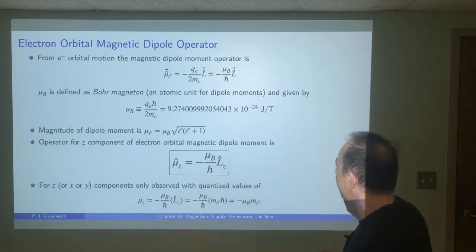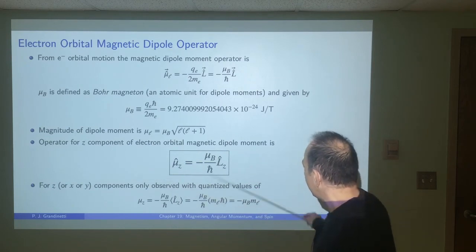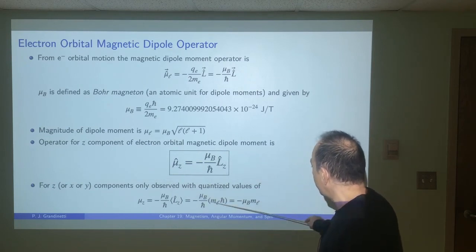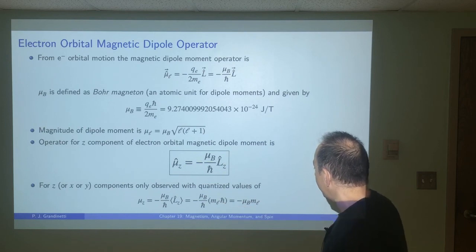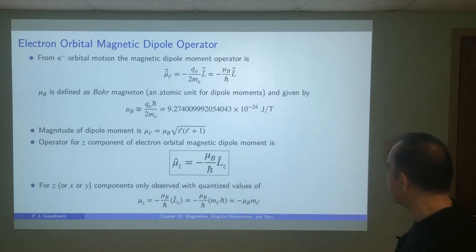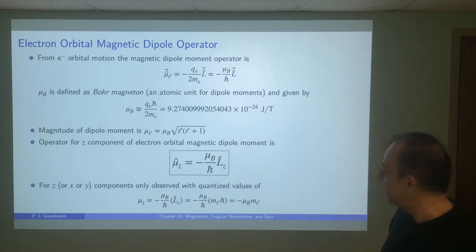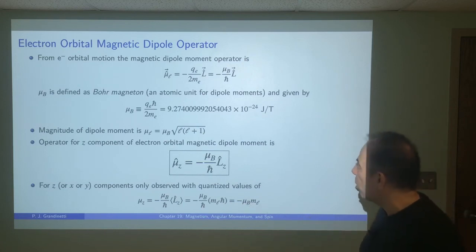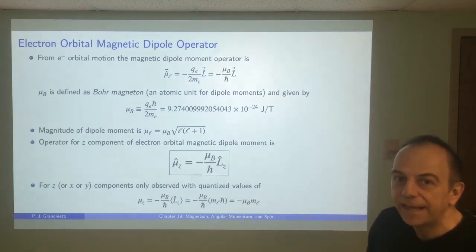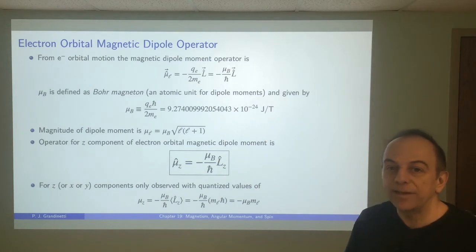All right. And if we look at the eigenvalues of LZ, which are ml times h bar, then we can find the eigenvalues for mu z. This means that the eigenvalues for the mu z operator are just going to be minus mu b times m sub L. Okay, so that's it for this video. In the next video, we're going to be looking at how this electron magnetic moment interacts with magnetic fields.